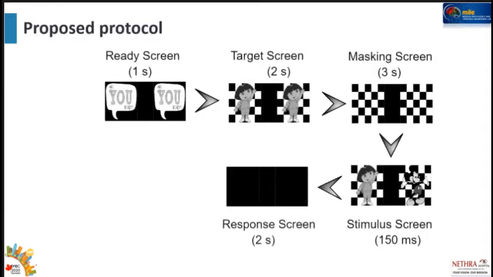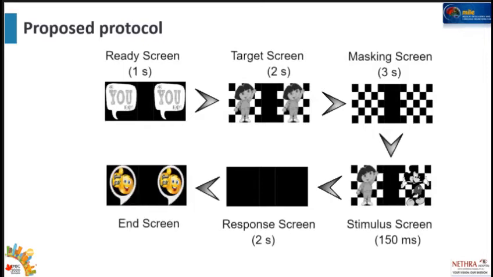If one of the characters is presented dichoptically, the stimulus screen is the same as the binocularly presented character in the target screen. The subject has to touch anywhere on the screen of the mobile phone in his or her hand to record the response. An end screen is shown after 60 trials. The total duration of 60 trials is less than 8 minutes.